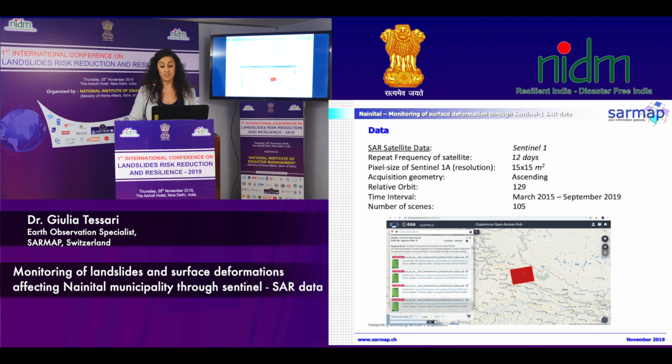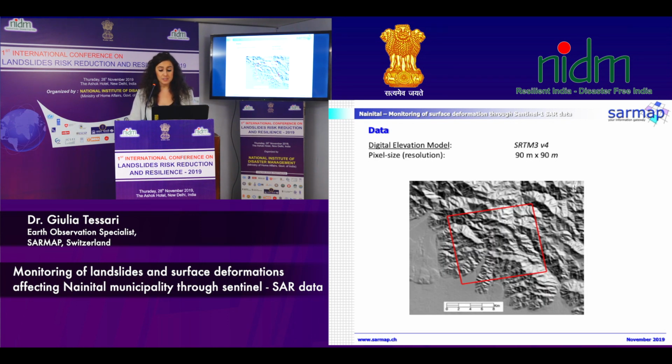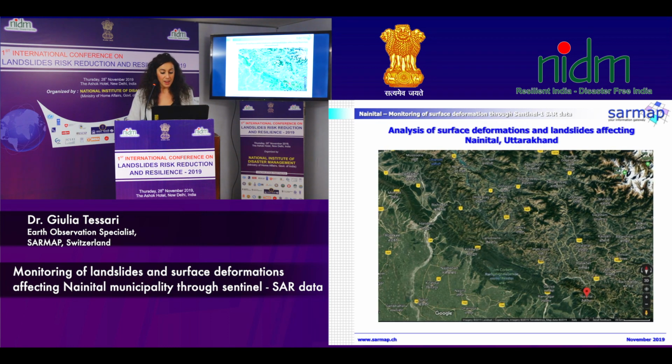So we completed this study really recently. And we were using a second data set acquired with the descending geometry, same characteristics. In this case, we got only 95 scenes over the same period. As a reference digital elevation model, we used the SRTM3. And here I go to the case study and to our results.